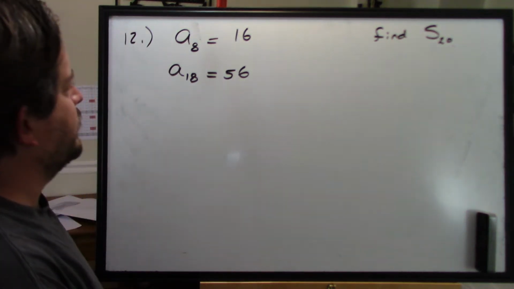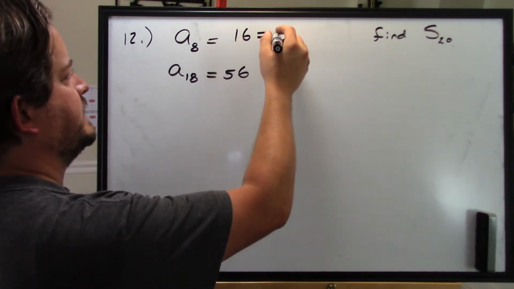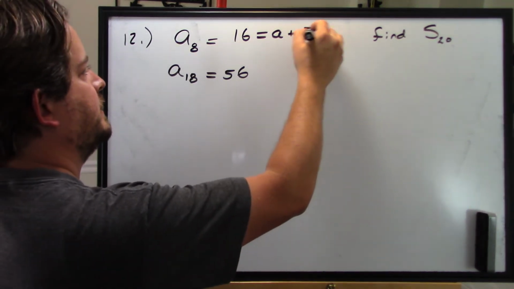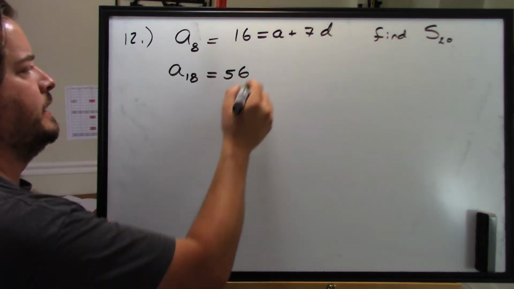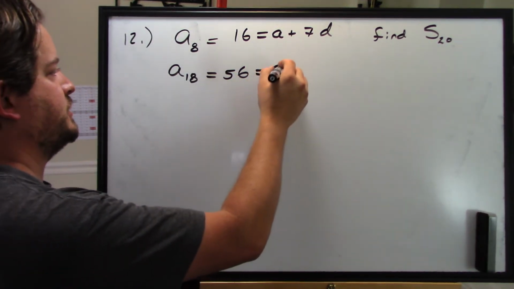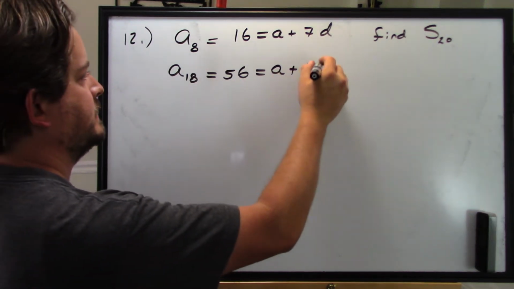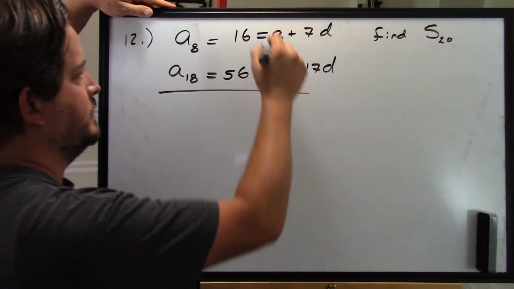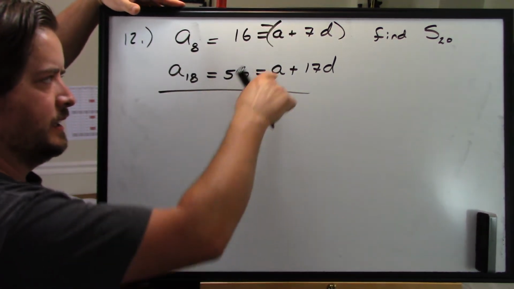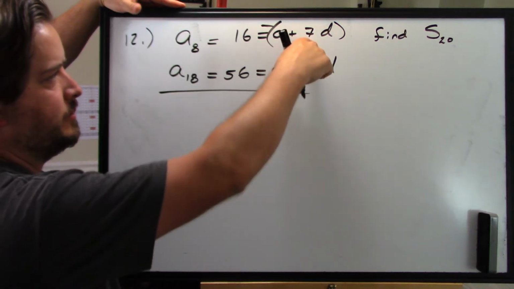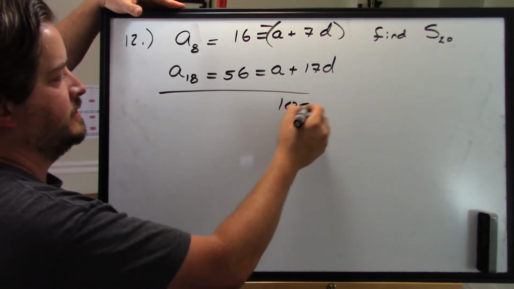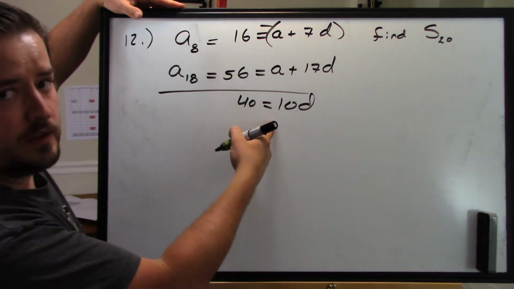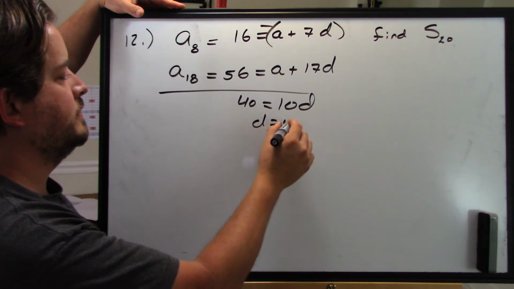Okay. So I can say that this 16 is equal to the first term plus 1 less than the number, so 7 differences. Right? And likewise, I can say this 56 is that first term plus 17 differences. And so if I take the bottom equation and subtract the top equation, a minus a is 0, it's gone. 17d minus 7d, that's just 10d. And 56 minus 16 is 40. And so rather quickly I can see that d is 4.